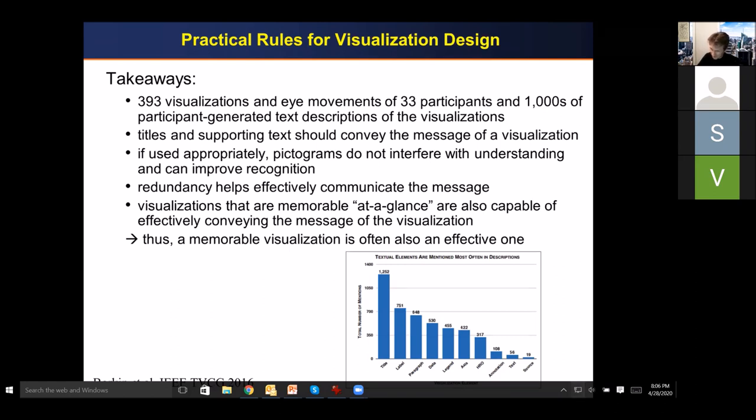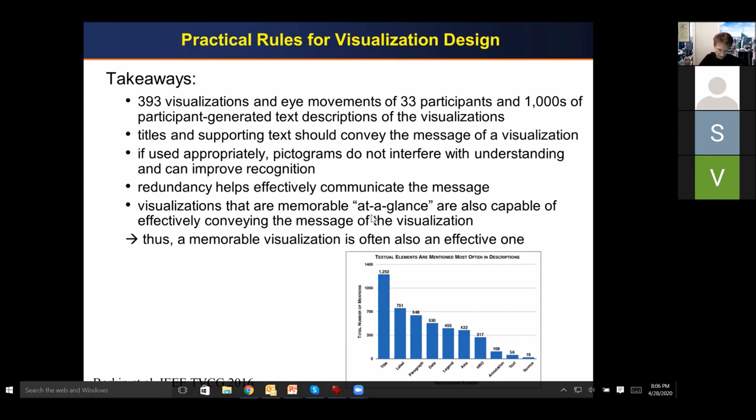Put some text inside of it to highlight what you want the user to look at. That's also fine. Make things redundant, like have things mentioned a few times, have it here, have it here, really make it redundant. Pictograms are also pretty good, because they're human recognizable objects, so that can also improve recognition.